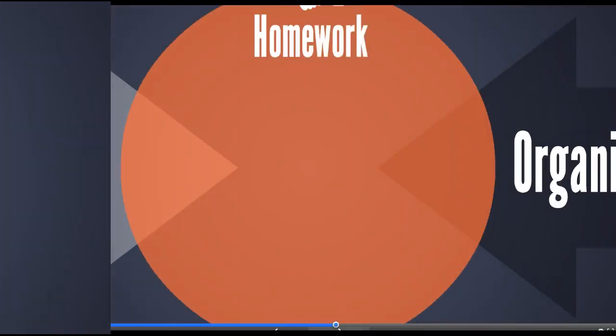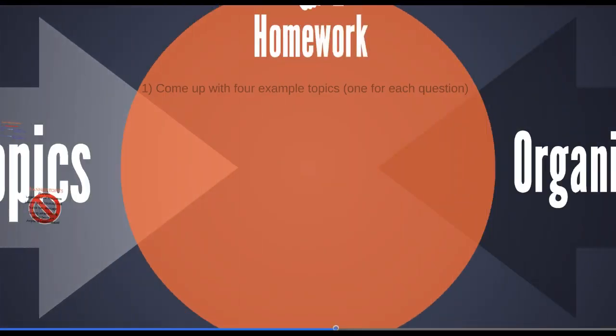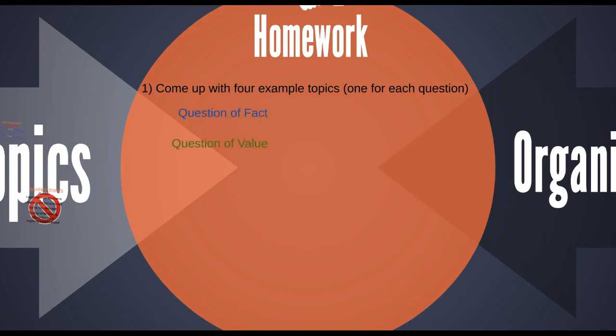And last but not least, homework. So what I need you to do, one, come up with 4 example topics. So keep in mind you have question of fact and question of value, so I need one for each of those. Now the reason there's 4 is because there's 2 options for question of policy. There's question of policy personal and question of policy passive.